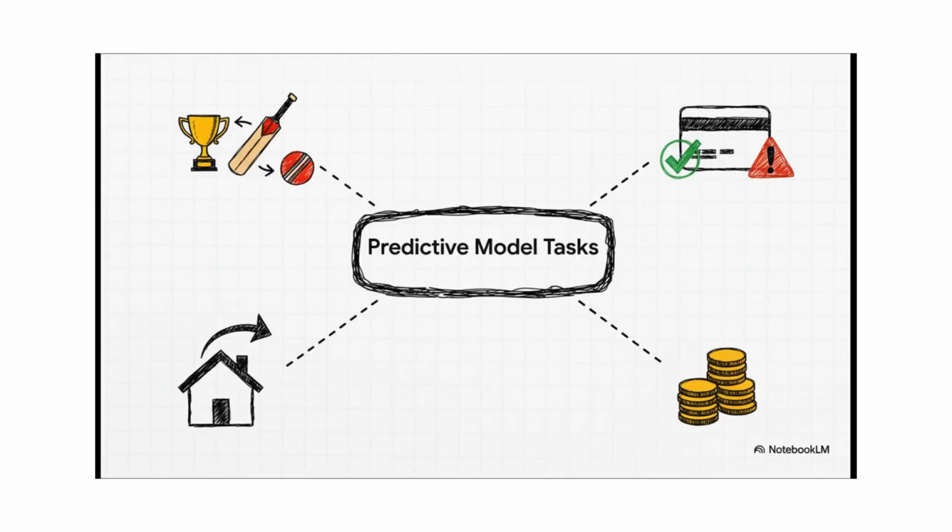So, what does a predictive Sherlock model actually do in the real world? Well, it's all about answering very direct questions like, will my favorite cricket team win or lose the next match? Or, is this credit card transaction a fraud? Or even, what's the price of this house going to be next year? See? Each one asks for a specific, predictable answer.